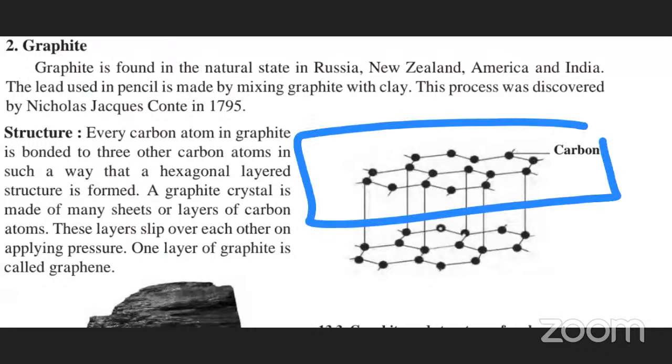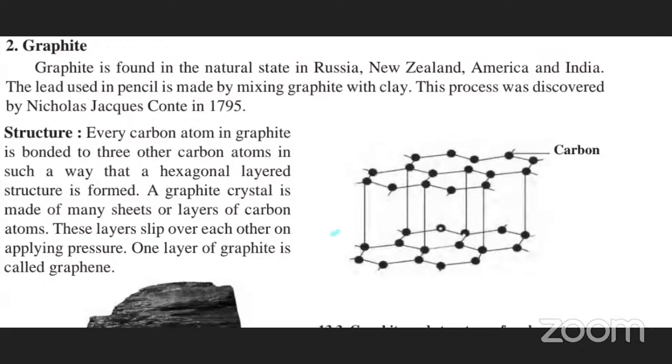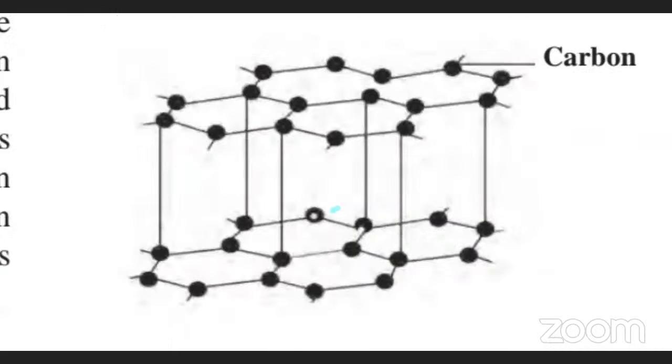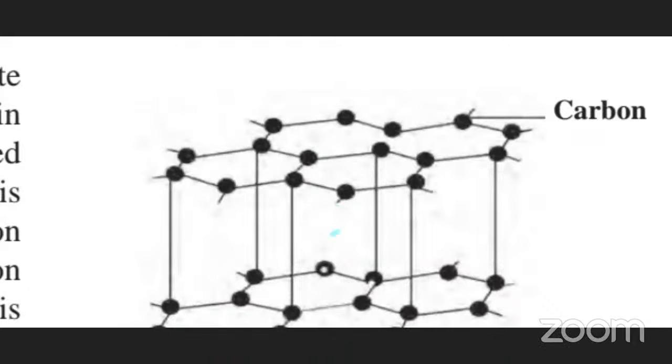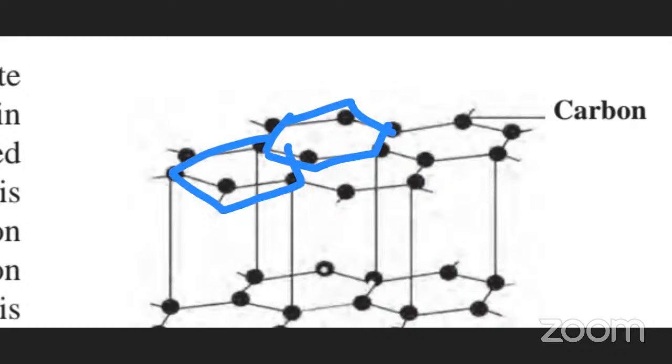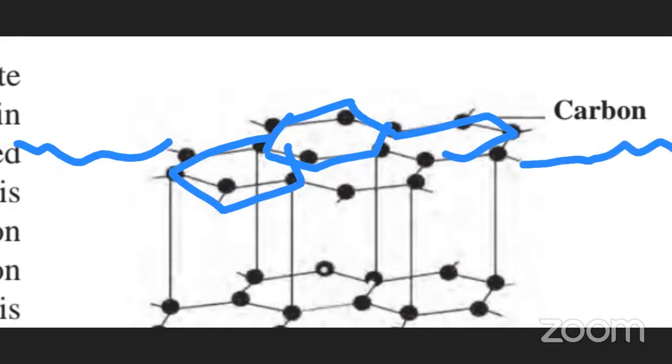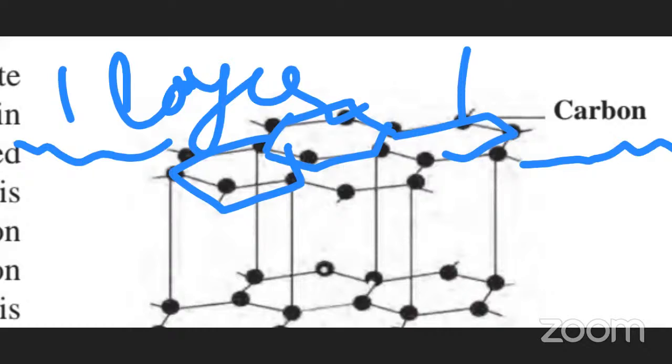see this layer. This layer consists of hexagonal rings, right? So many hexagonal rings are connected with each other. The structure is not ending here. The structure is continued from this side also and from this side also. Okay, so this is one layer. This is the first layer, which is made up of hexagonal rings.